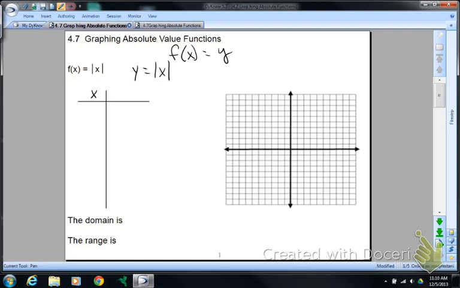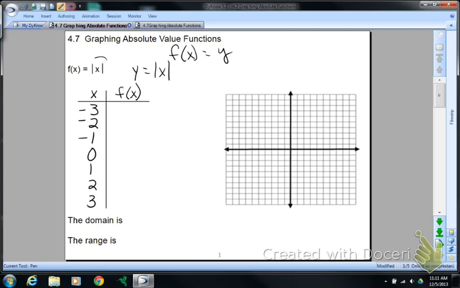So we're going to have x and we're going to have y, or you can say f of x. Now remember when we graphed linear equations, I told you to pick two positives, two negatives, 0 and two positives. Just for this one, we're going to pick three negatives. So -3, -2, -1, 0, 1, 2, and 3.